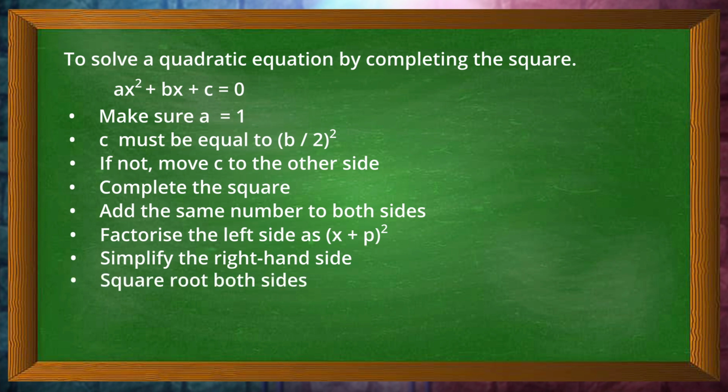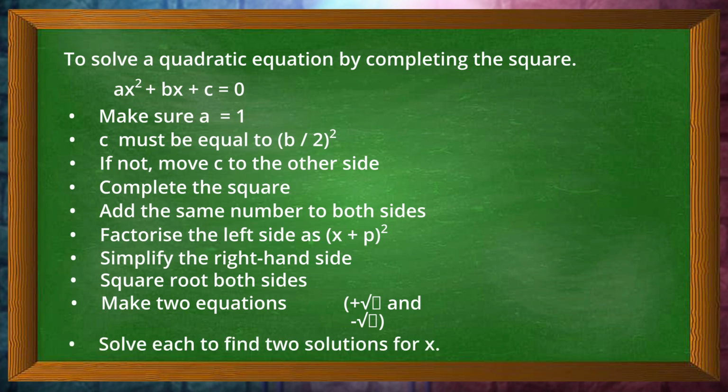Find the square root of both sides and remember to show both the positive and negative square root of the right side. Make two linear equations, one using the positive square root and the second using the negative square root, and then solve each equation for x. This gives the two solutions we expect for a quadratic equation.